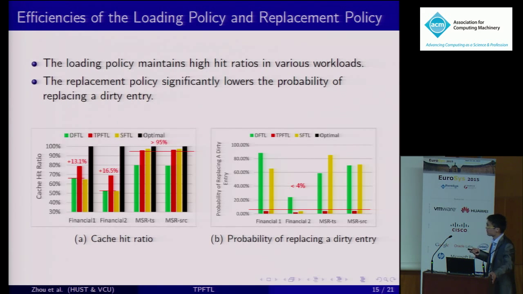The right figure shows the probabilities of replacing a dirty entry of the full FTL. We can see that TPFTL significantly lowers the probability of replacing a dirty entry, and the probabilities are less than 4%, while the probabilities of DFTL and SFTL are larger than 50% in random write workloads, MSR workloads, and Financial1 workloads. These results show the efficiencies of the loading policy and the replacement policy of TPFTL.